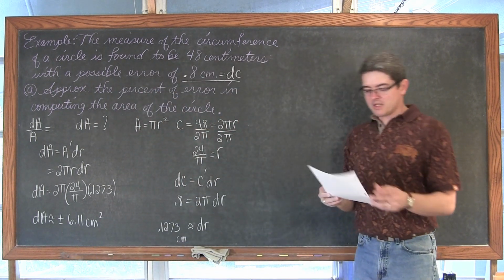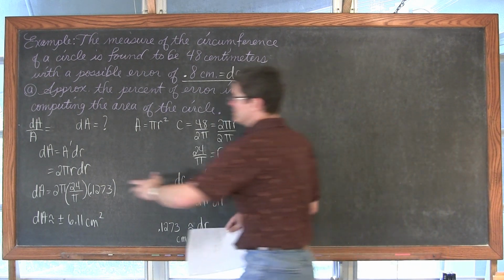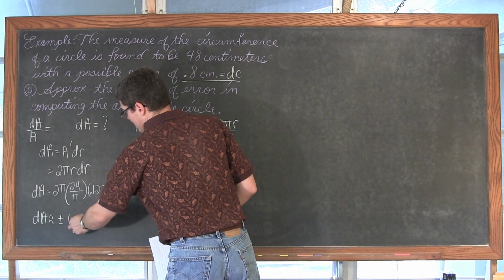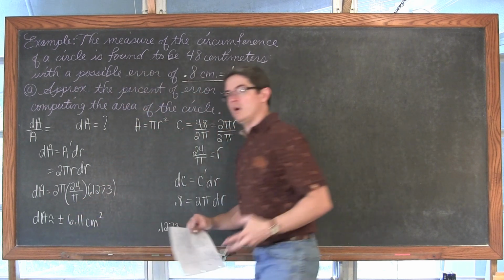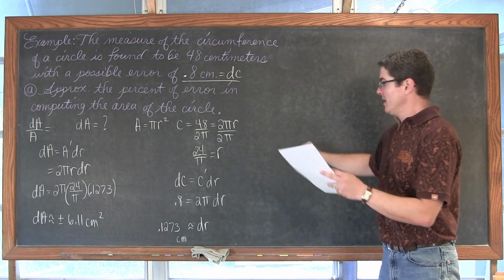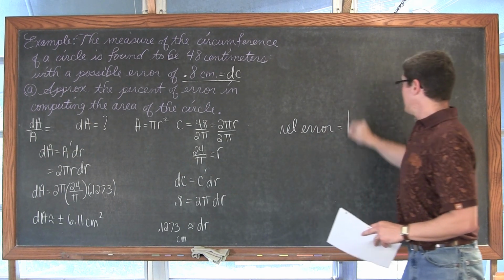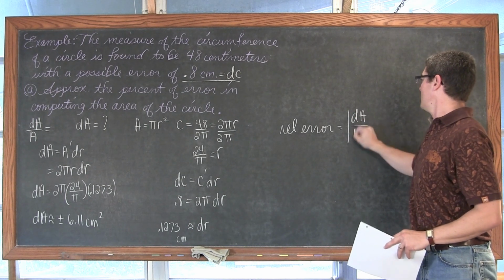Excellent. Okay, let's get the second part of this question up, as well as the percentage. I'm going to have to erase this work here in a second. But the relative error is going to be the absolute value of dA over A.